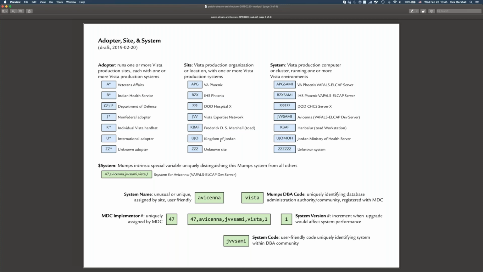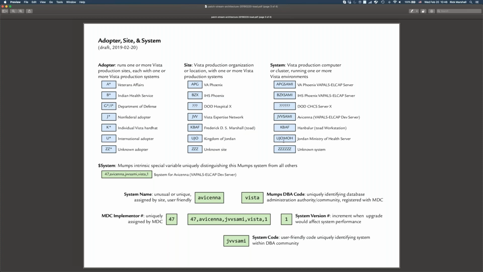The Kingdom of Jordan is UJO. So if they set up a server to support all their Ministry of Health hospitals, that could be UJO-MOH for Ministry of Health. And if they set up a different server that's for their military hospitals, maybe it's UJO-MIL. And if they've got university hospitals, maybe it's UJO-UNI. I mean, they can come up with whatever schema they want, but now they've got a way to name them.